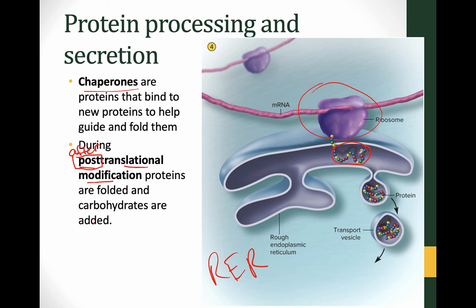So sometimes those proteins come in as a long string and they need to be folded up properly. And a lot of the times we'll need to add some carbohydrates on here, other macromolecules to the protein so that it is the right shape so that it can function properly.